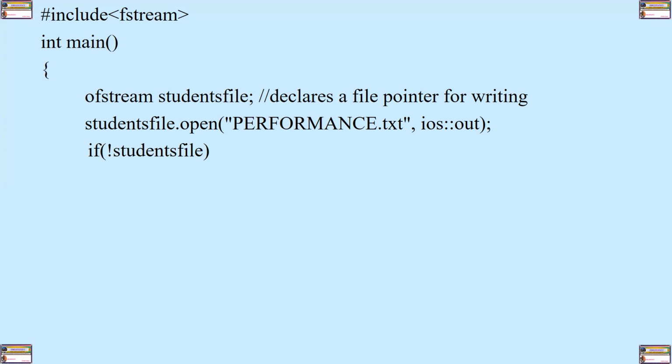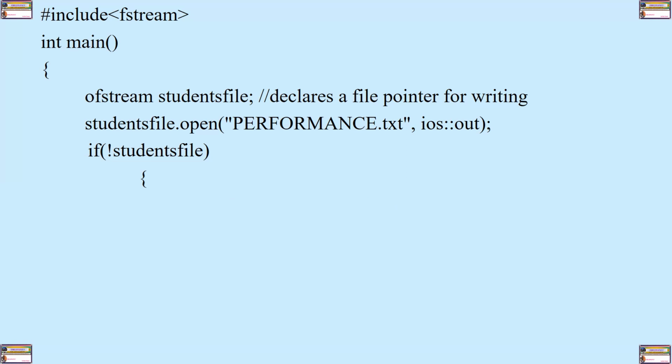Now, once you have done that, before you start performing other activities, it's always good to check, first of all, if the file exists. If it exists, then proceed and perform any operation you want to perform with that file. But if it does not exist or it does not open, it's always good for you to generate some message in that context. For example, if not students file, then write out the message, error opening the file.